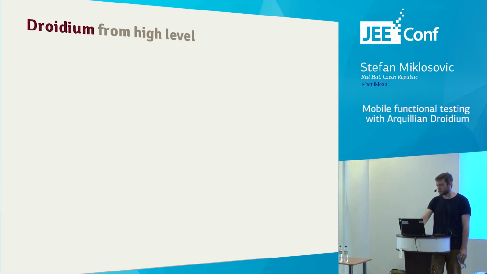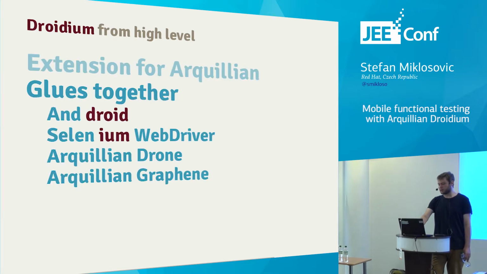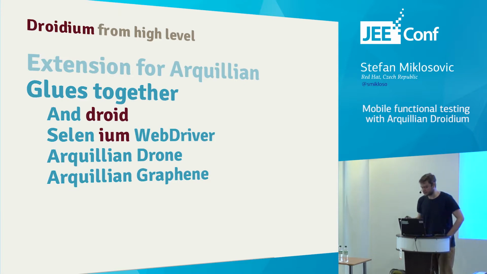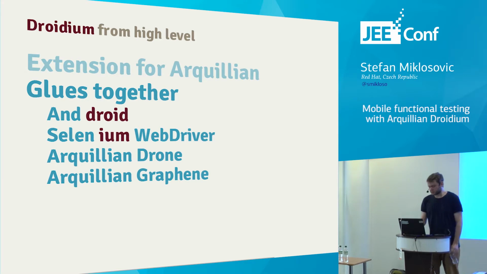Arquillian Droidium is a high-level extension for Arquillian. It is a container adapter for Arquillian. I took a similar approach as with JBoss containers. For example, when you have a JBoss container, you are deploying there your war file. But when you have an Android container, it is also some kind of container, so why not deploy there something? Deploying means installation of your APK.